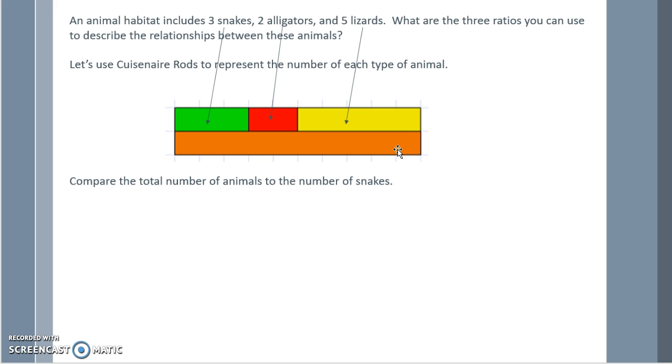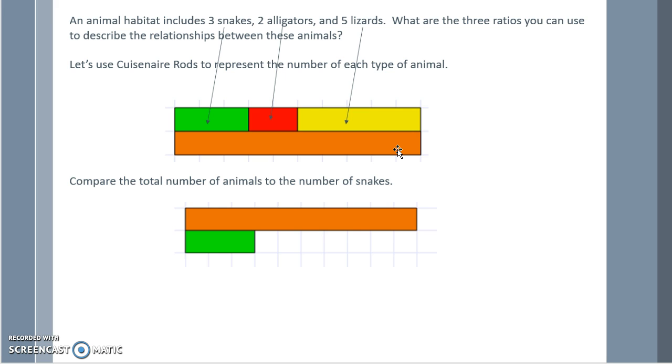Compare the total number of animals to the number of snakes. So the total number of animals is 10 and the number of snakes is 3. I can see that this is 10 semicolon 3, 10 to 3, or 10 divided by 3. This is whole to part, so we're comparing the whole number of animals to a part of the animals, a piece of it.